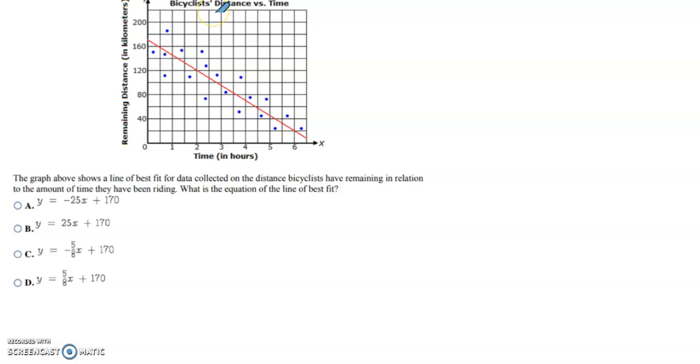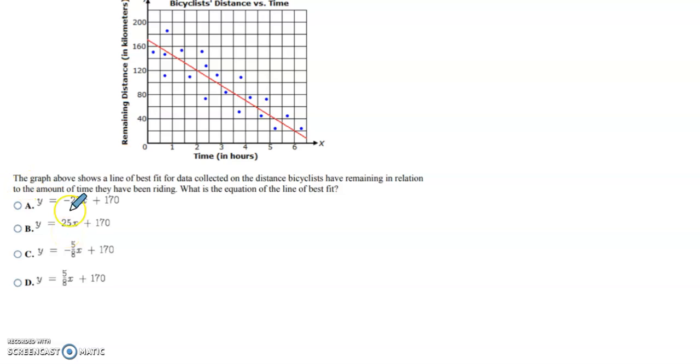All right, here we go. Here's a bicyclist, and he starts off, it looks like, at about 170 kilometers. And as he rides his bike, as time increases in hours, the number of miles he has left on his bike ride decreases. So right away you can see this is going downhill. Number of miles left is decreasing, so it has a negative slope. So they're going to ask us which line best represents this line of best fit.